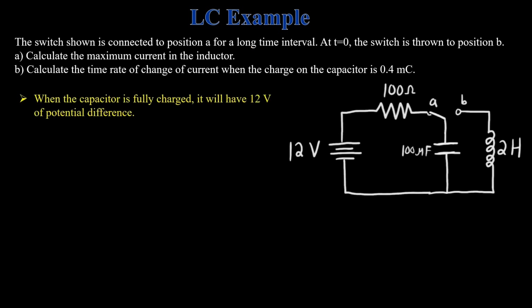Part A says find the maximum current in the inductor. The energy considerations for an LC circuit: there's a certain amount of energy that's gained when the capacitor is connected to the battery. When you connect the capacitor to the battery, it's going to charge up and get some amount of energy on it, which is 1/2 CV squared. That's the energy stored in a capacitor. When you plug in numbers, you get 7.2 times 10 to the negative 3 joules, so it's 7.2 millijoules. Once you have the LC circuit oscillation going on, that energy is going to be shared between the capacitor and the inductor. So the energy in the capacitor plus the energy in the inductor is 7.2 millijoules.